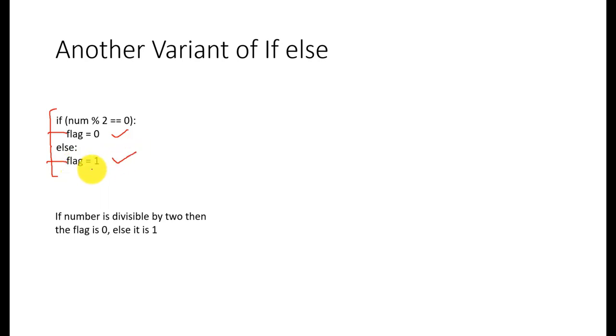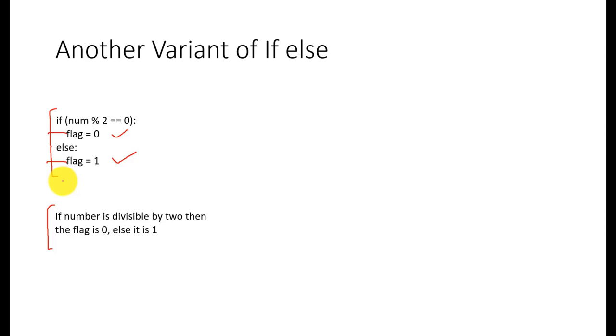If it is not even, that means if the num is odd, then it is setting the flag to 1. So this is what we have mentioned here. If number is divisible by 2, then the flag is 0, otherwise it is 1. This statement corresponds to the code written above.